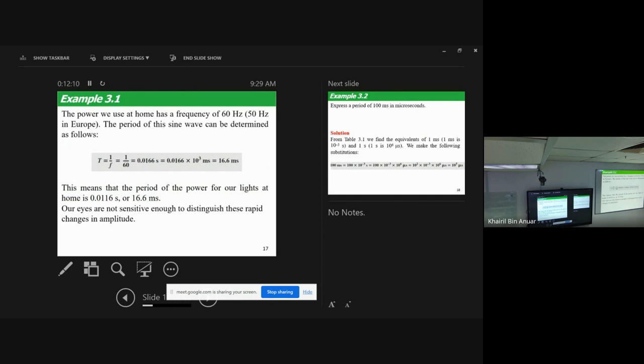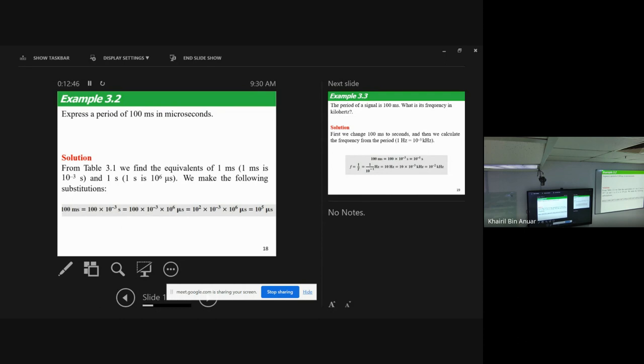So this is an example where you have a frequency of 60 hertz. You need to know what would be the period. You can define that T equals 1 over frequency, so 1 over 60 hertz, and you will get 0.0166 seconds, which equals 0.0166 times 10 to the power of 3 milliseconds, which equals 16.6 milliseconds. Okay? So this is how you can calculate.